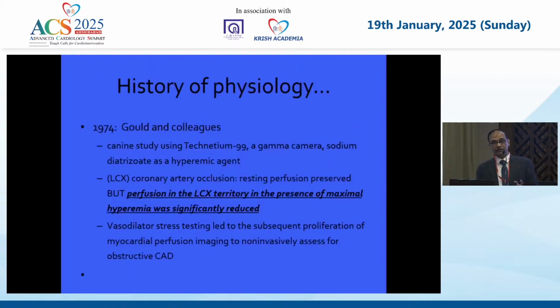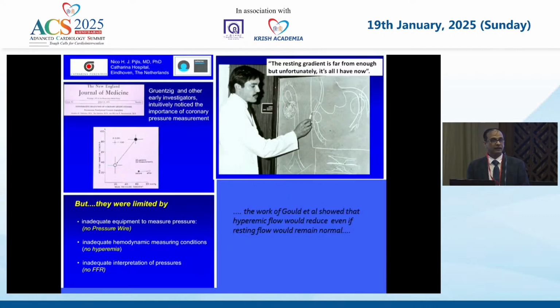Now, the history of coronary physiology actually parallels the history of coronary intervention. It begins in 1974 when canine studies showed that if you occluded the circumflex completely, the perfusion in the circumflex territory was preserved at rest. But when we increased or caused hyperemia, we would get ischemia in that particular territory. Vasodilator stress testing then began and started to be researched.